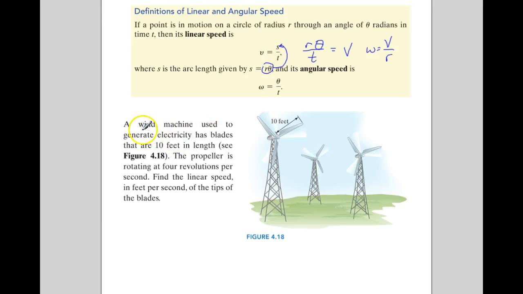All right, but anyway, let's look at this. What this is saying: a wind machine used to generate electricity has blades that are 10 feet in length. So that's 10 feet. That's r, right? The propeller is revolving at 4 revolutions per second. So it's spinning around over and over, 4 revolutions per second. Find the linear speed in feet per second at the tips of the blade. So right here they're giving us the angular speed kind of indirectly. They are telling us the propeller is rotating at 4 revolutions every second. Every second that goes by, we're doing 4 revolutions.